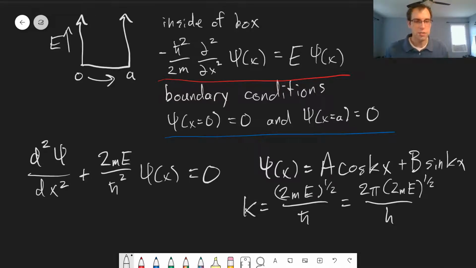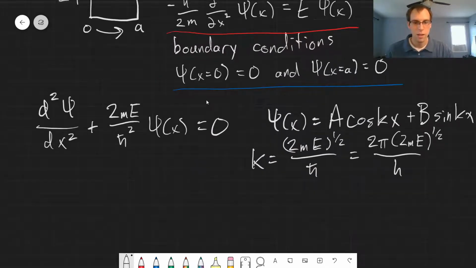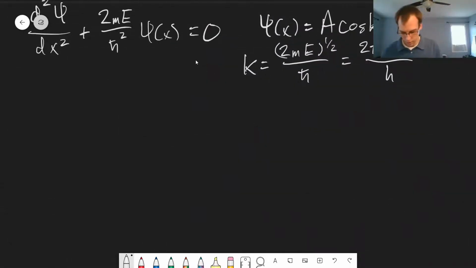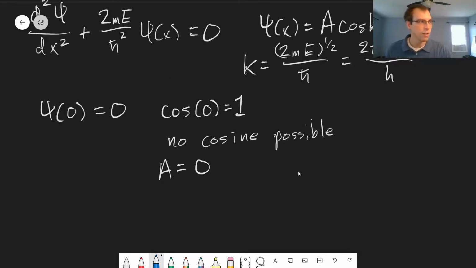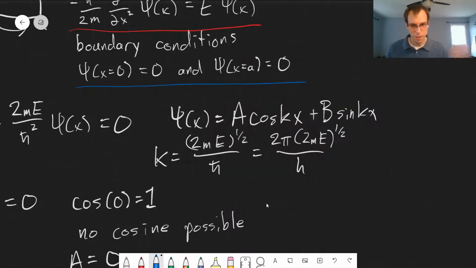Okay, so this is our general solution, and now we need to apply our boundary conditions. So our first boundary condition is that psi at x equals 0 is equal to 0. And just as we saw last time, because cosine of 0 is equal to 1, that means there's no cosine possible. So that means our first constant, a, is equal to 0. If we come back up here to our equation, this whole term here has to be equal to 0 because if there's a cosine there, it can't be equal to 0.